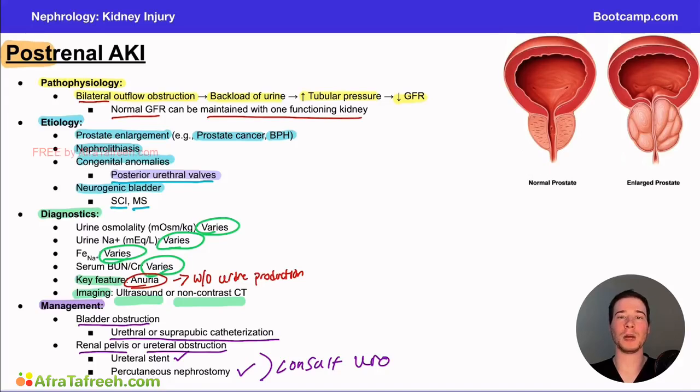And finally, the management options here are going to be our typical AKI management options, including supportive care. However, with patients who have an obstruction, there are a variety of different things that we can do to try and remove those obstructions and hopefully relieve their symptoms going forward.